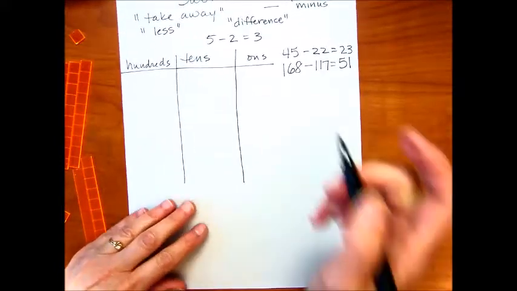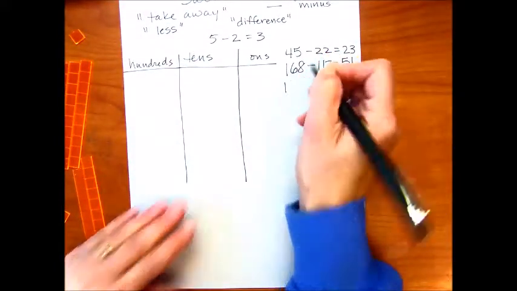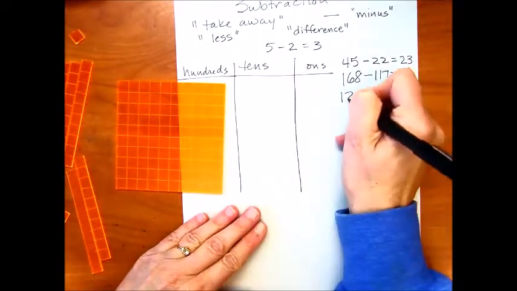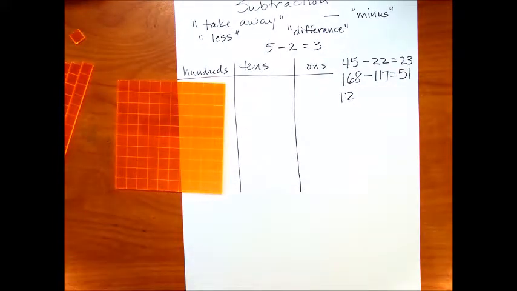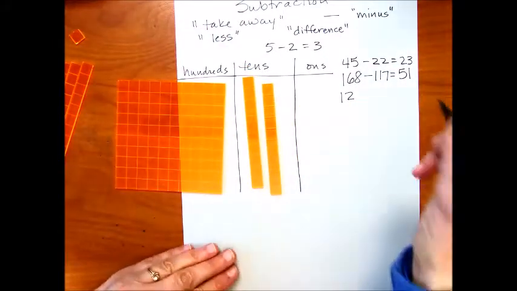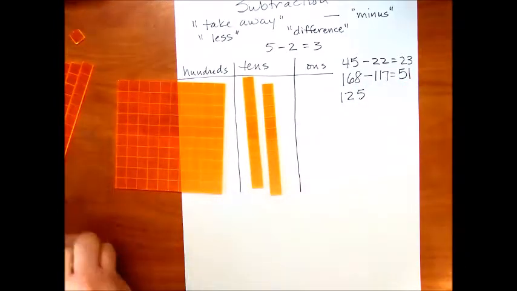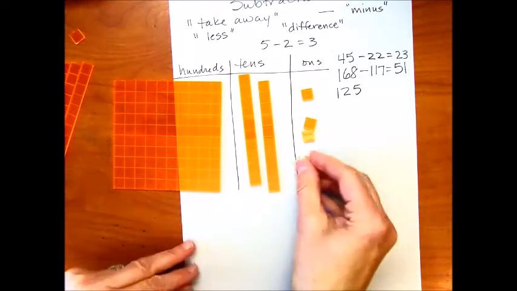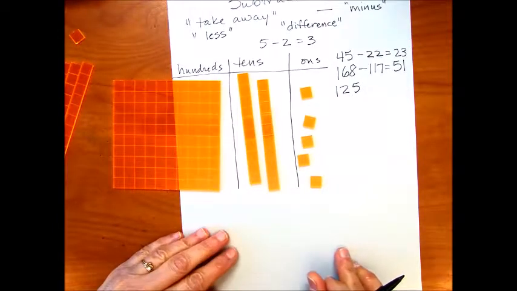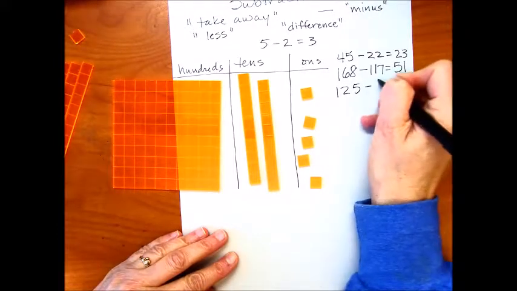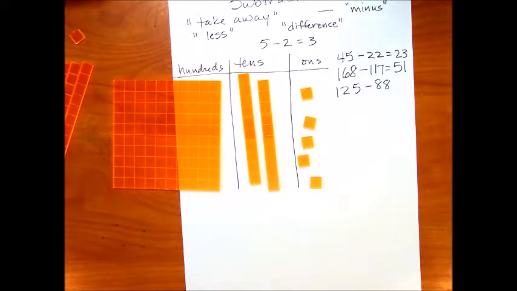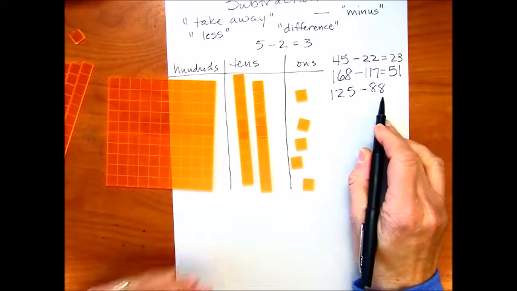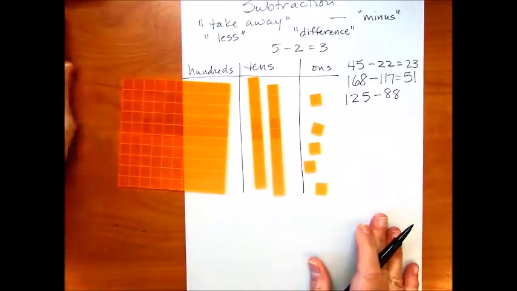And I'm going to say that we are going to start with 100, 2 tens, and 5 ones. So that number is 125. From that number, I want to take away 88. 125 minus 88.